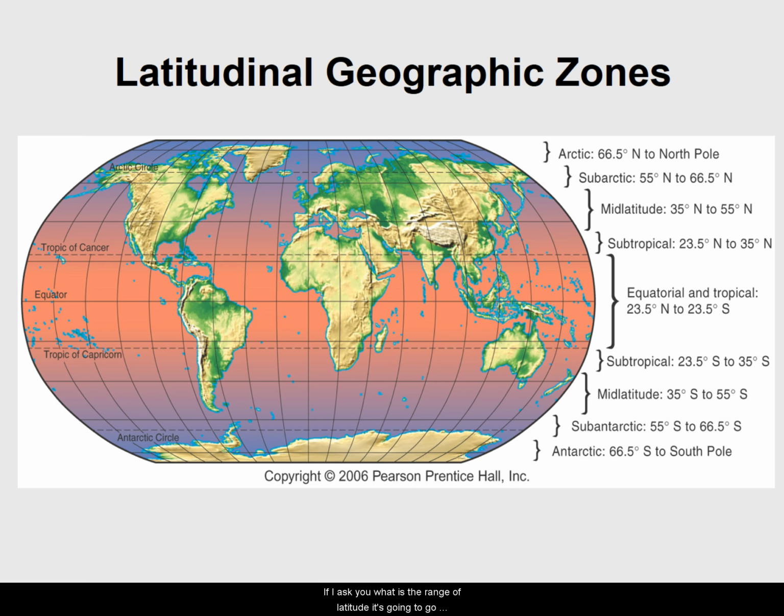So if I ask you what is the range of latitude, it's going to go from 0 to 90 degrees north or 0 to 90 degrees south. That's the angular measurement of latitude. That's the range of latitude that we use.